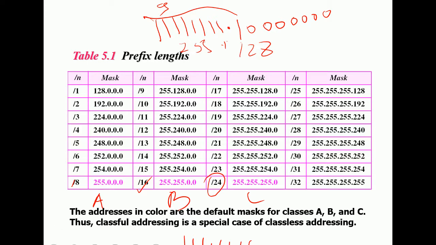Okay, so these particular calculations are involved in calculating the mask with the help of the prefix length given in classless addressing. Okay, and very soon you will see how this is important.